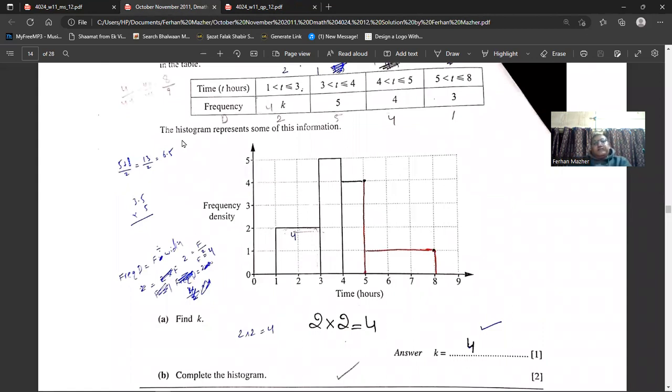The value of K will be the area of this rectangle, which is 2 multiplied by 2. So that will be 4. So the K value is 4. That's the A part.